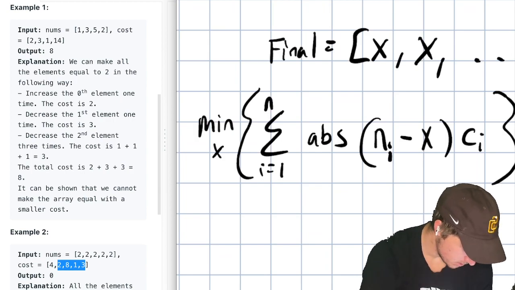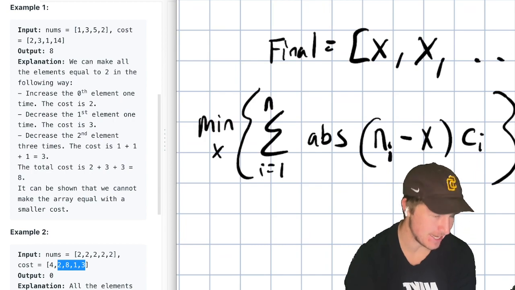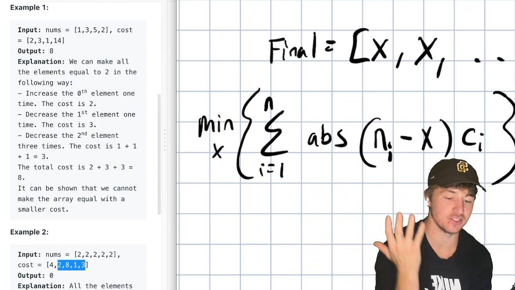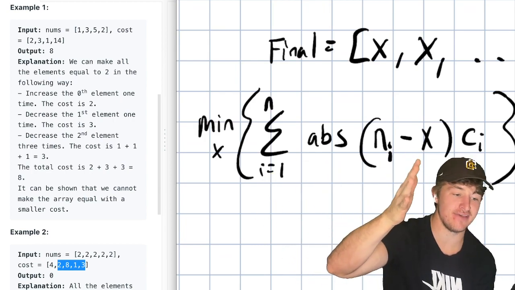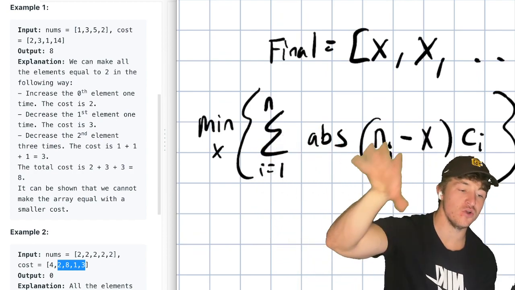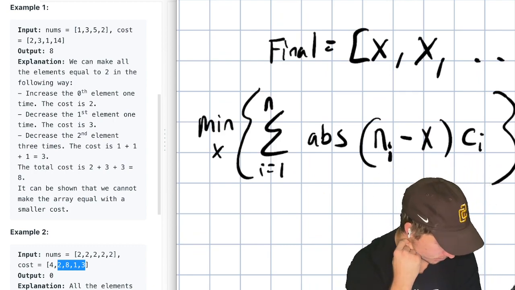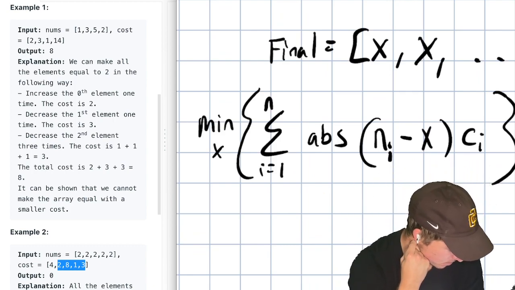Okay. So you could do this for a bunch of x's, but it would take n time each time, right? So this would be n squared, because you'd have to look at an x value, then run through this formula, see what the result is, look at another x value, run through it, see what the result is, and keep doing that.